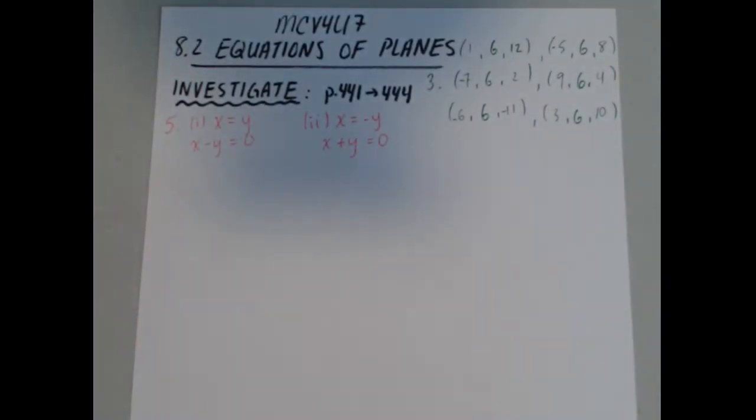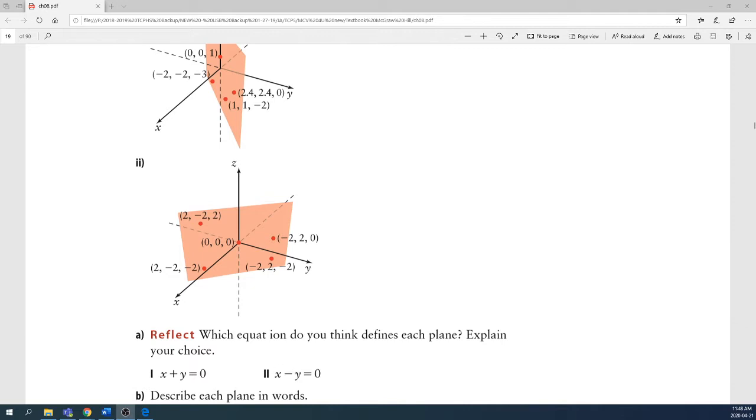Right, so let's go back to our textbook here. And sure enough, that's what we see here. In I, we have x plus y is 0. That means this matches the plane in II. And the equation II, this connects to the graph I. Okay.